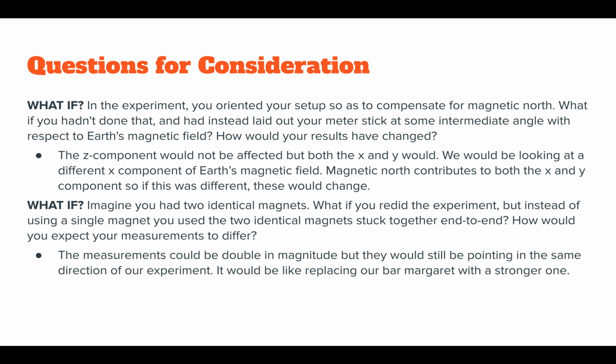Also, if we redid the experiment and instead of using a single magnet, we used two identical magnets stuck together, then the measurements would be double in magnitude, but they would still be pointing in the same direction as our own experiment. It would be like replacing our bar magnet with a much stronger one.